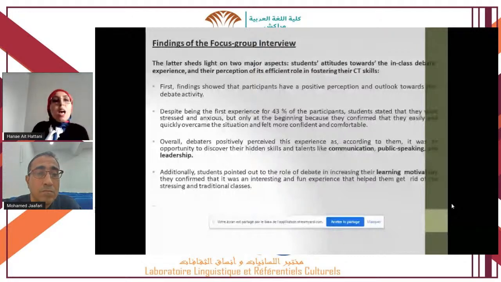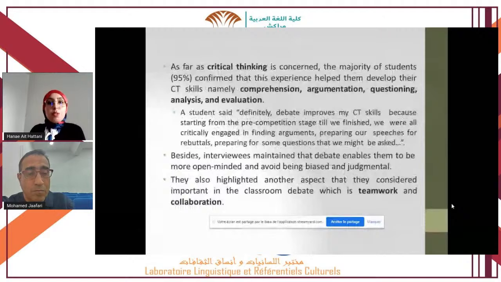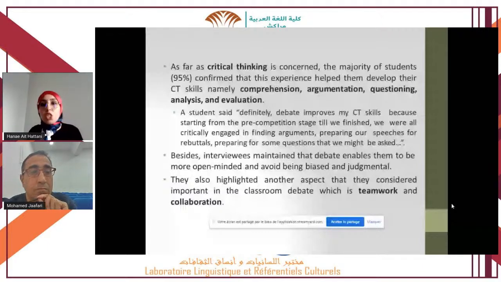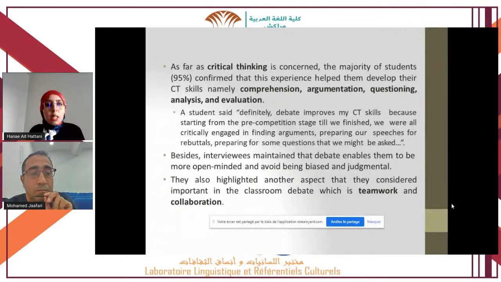As far as critical thinking is concerned, the majority of students, 95%, confirmed that this experience, in fact, helped them develop their critical thinking skills, such as comprehension, argumentation, questioning, analysis, and evaluation. And here I have a quote stated by a student who said, "Definitely debate improves my critical thinking skills because starting from the pre-competition stage till we finished, we were all critically engaged in finding arguments, preparing our speeches for rebuttals, preparing for some questions that we might be asked, etc."